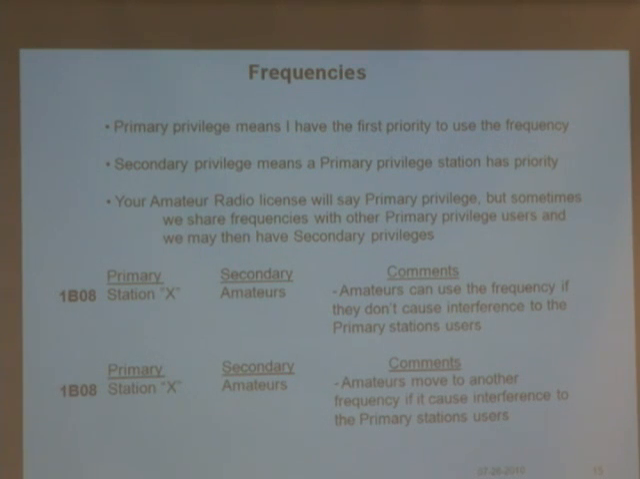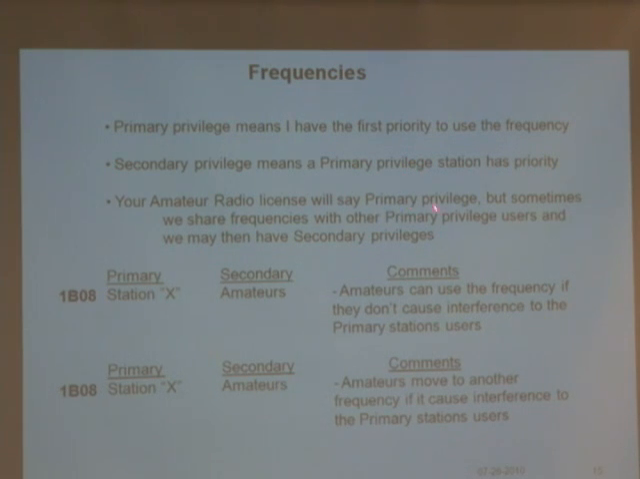But they don't pass a test. They just apply and they get a piece of paper that says you can use this frequency. Okay. A lot of those frequencies are inside the bands that we use. But I have primary on my license. They have secondary on theirs, which means if I want to use a frequency, I have the right to use it, and they have to go somewhere else. Okay? That's what primary and secondary means. So a secondary privilege means a primary privilege station has the priority.